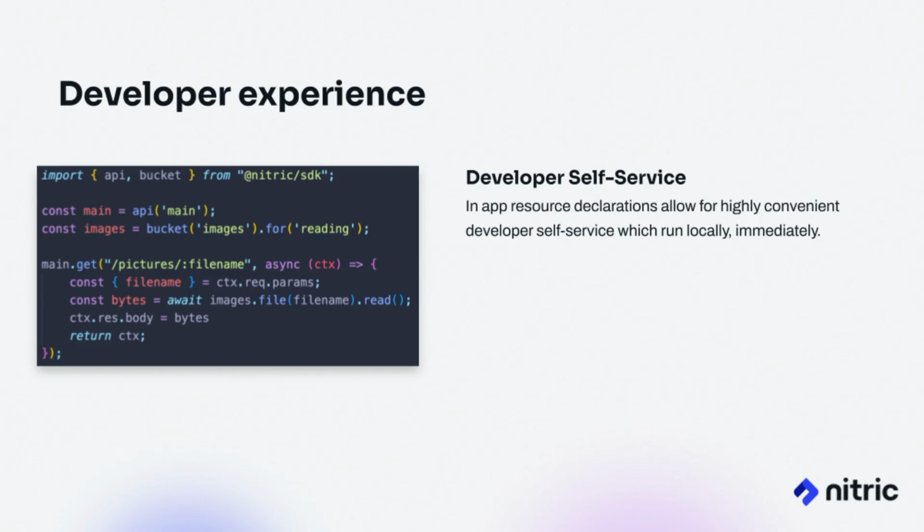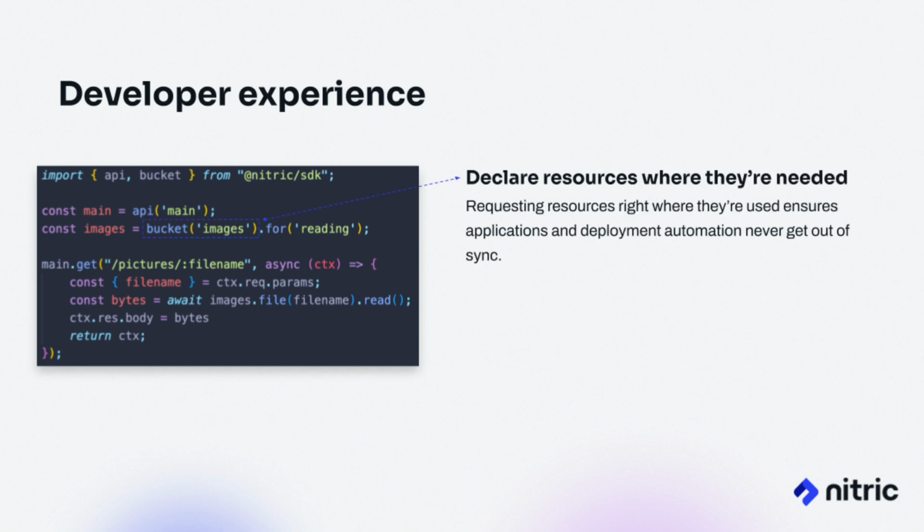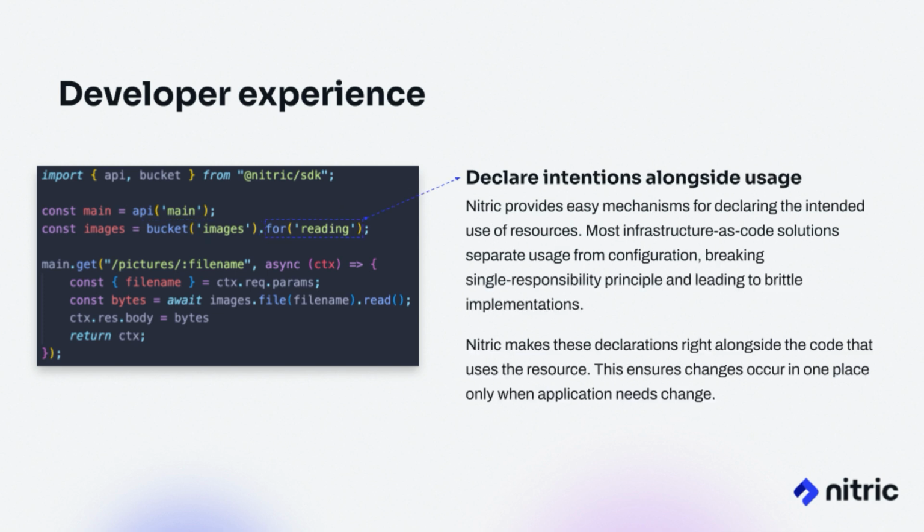We like to think of it as inline developer self-service. So what you'll see is that we declare resources as close as possible to where they're needed, and we use human readable English to do those declarations with common sense requests for permissions. So you can see here, I want a bucket, I call it images.